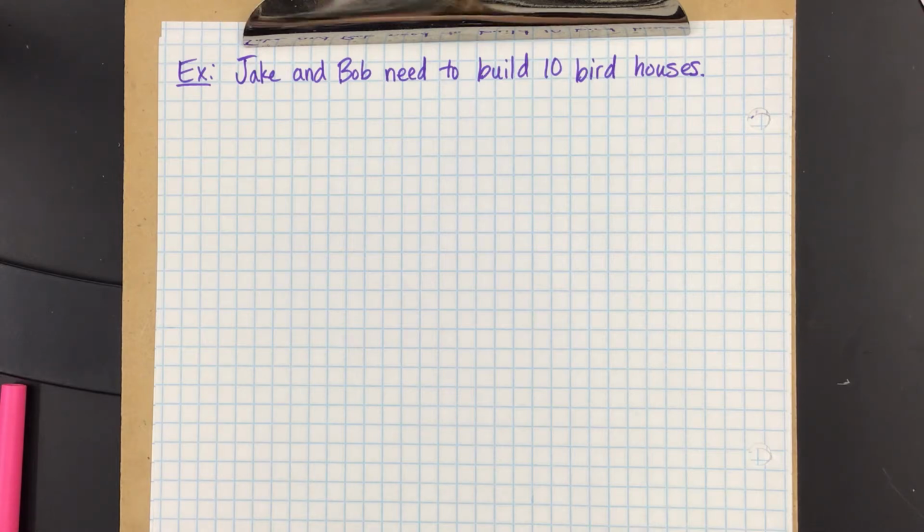Okay, so let's represent this situation with a table, and then we're going to graph it and decide whether or not it's proportional.